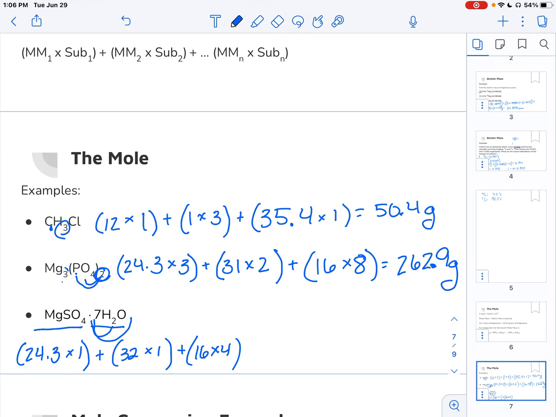So that's going to be my first batch of oxygen. Hydrogen, our molar mass is 1 and we have 14 of them. And then we have our second batch of oxygen and we have a total of 7 of those. So when you do out that math, you get 246.3.